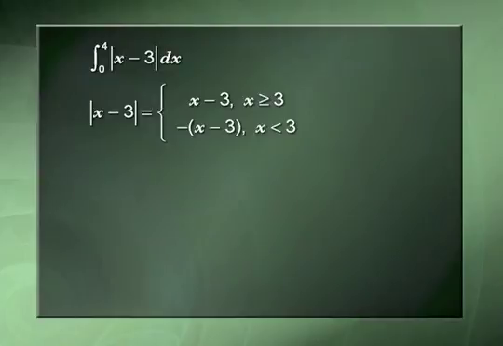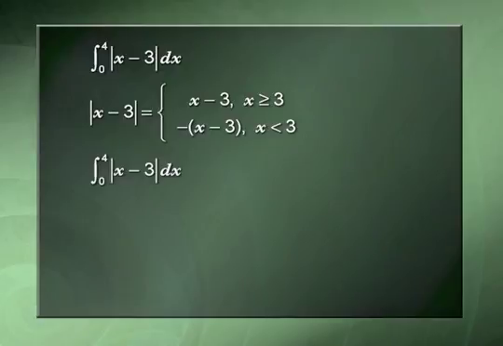More particularly, the absolute value of x minus 3 equals x minus 3 if x is greater than or equal to 3, and then it's minus (x minus 3) if x is less than 3. That's the definition of the absolute value function. So how am I going to calculate the definite integral between 0 and 4? Well, remember that theorem where you can split up an integral into two pieces?